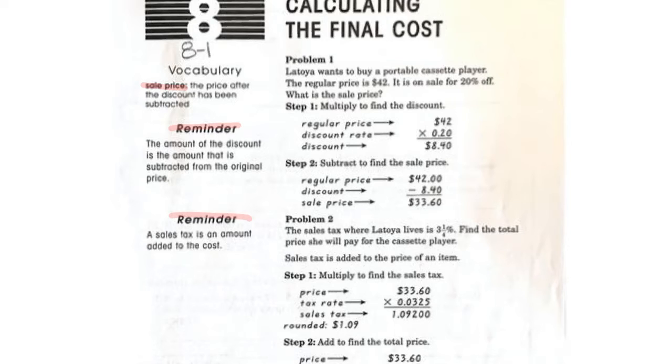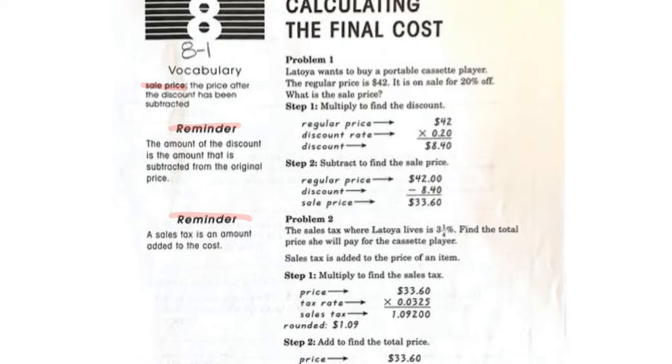Problem number 2. The sales tax where Latoya lives is 3.25%. Find the total price she will pay for the cassette player. The sales tax is added to the price of an item. Well, we figured out that the price from the problem up above was $33.60.